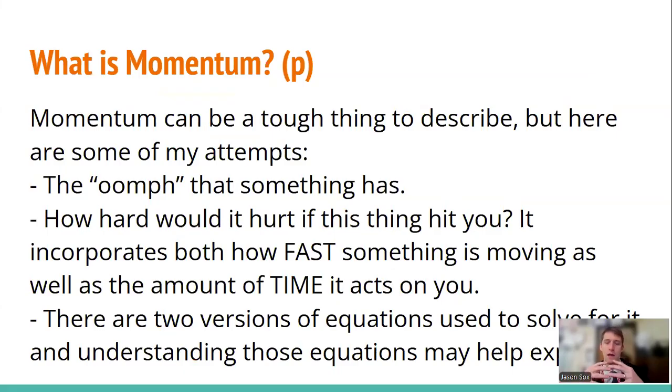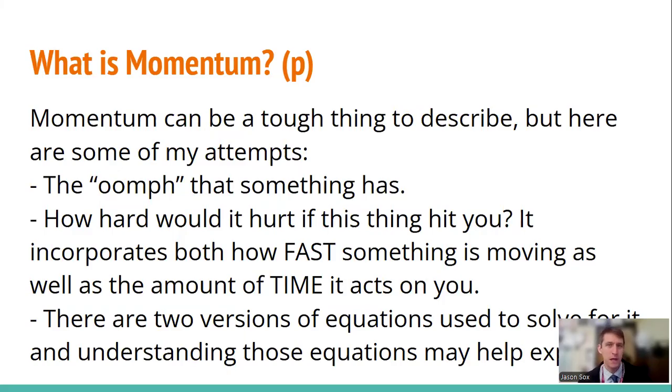If we're getting punched, or a ball hits you, there's a couple of things that dictate how much effort it takes to put a stop to that, or how much it's going to hurt when it makes impact with you. Maybe you can think about those things. Obviously, the mass of the ball is going to have an impact. Obviously, how fast it's traveling, the velocity of the object. But a third component too is the amount of time that it's in impact with you.